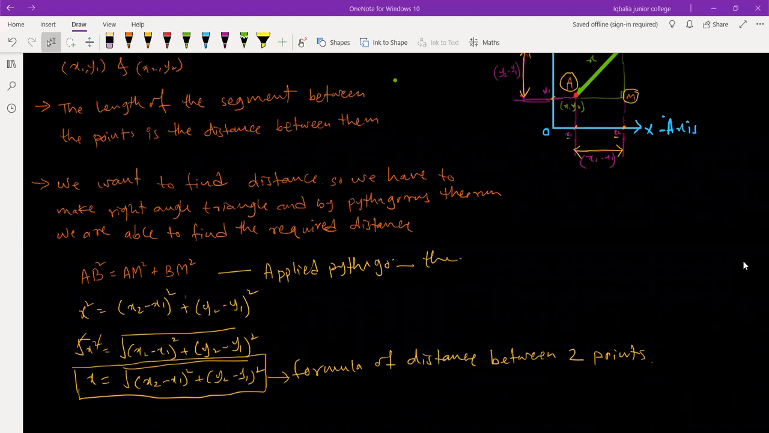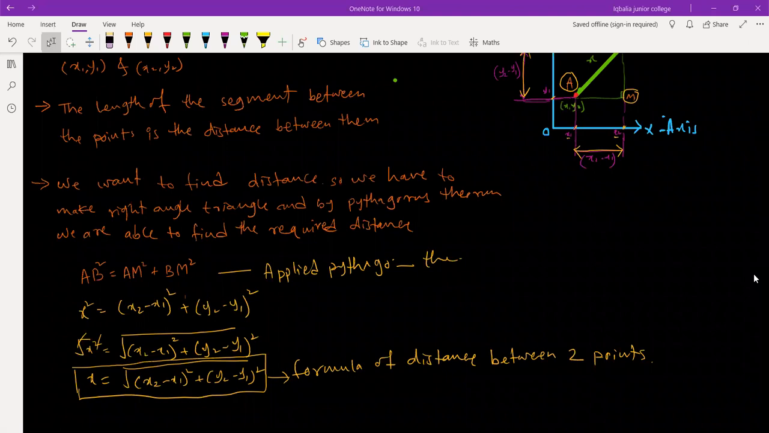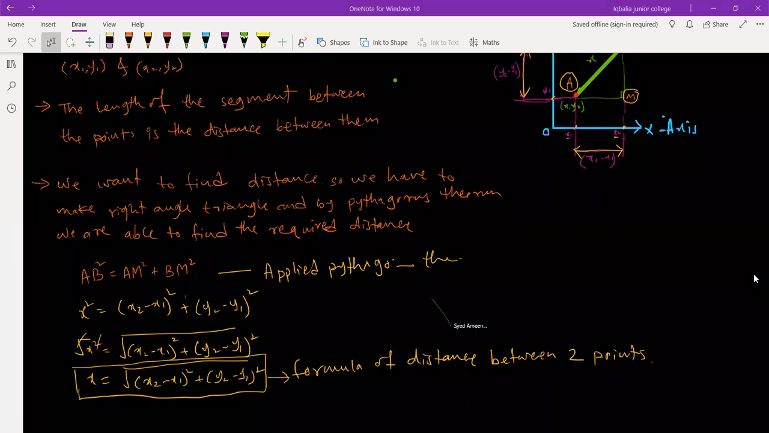Mohammed Zubair understood. Other students, have you understood how we are deriving the formula of distance between 2 points? Okay. So just remember the formula for the distance between 2 points.